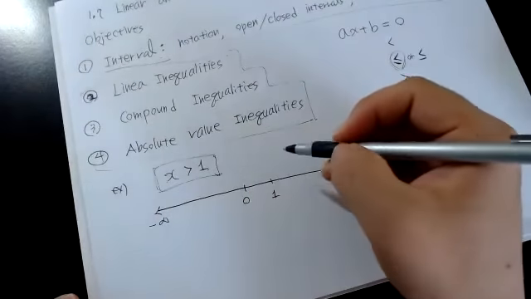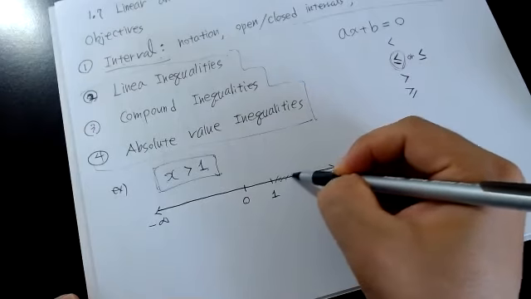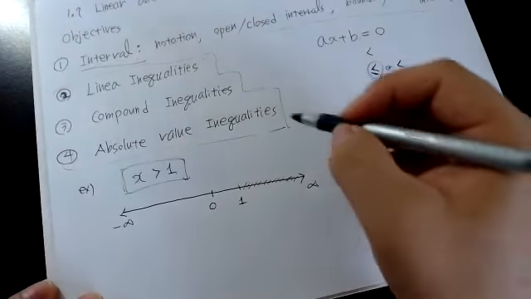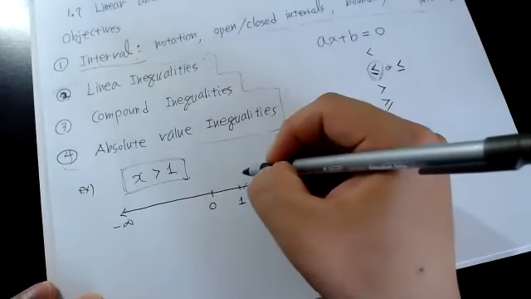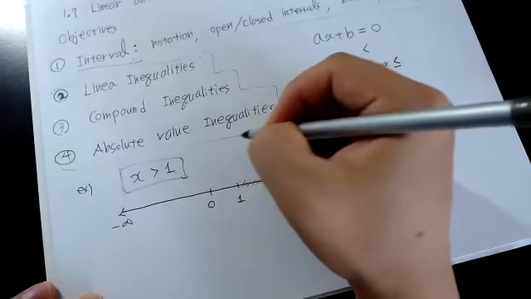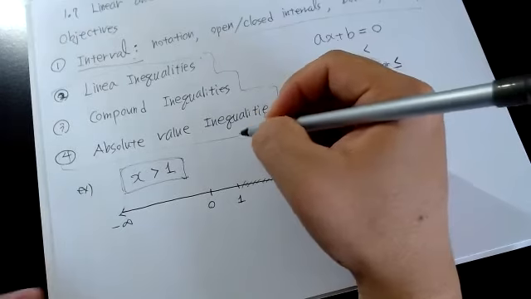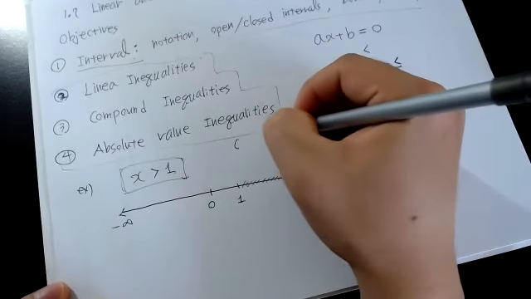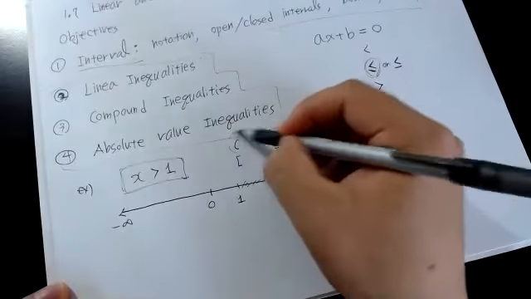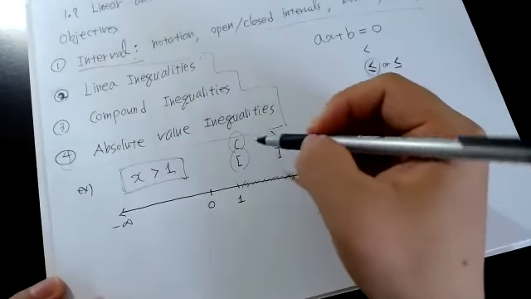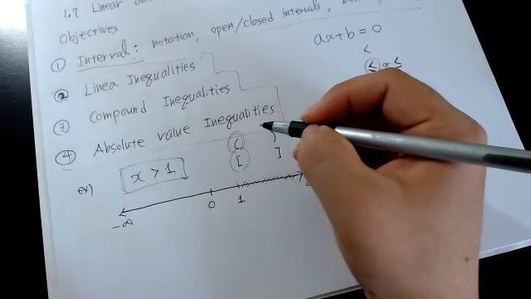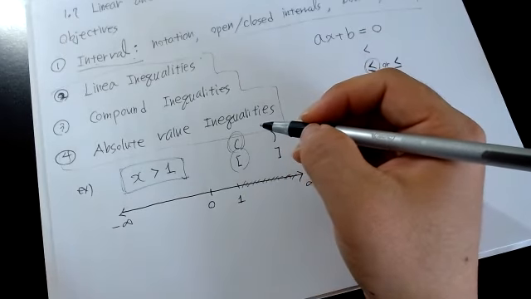Okay, x is greater than 1 means all of the numbers greater than 1, right? So then we use interval notation. Normally we use two symbols for interval notation, parenthesis or bracket. The parenthesis means that the end number is not included in the solution in the interval.